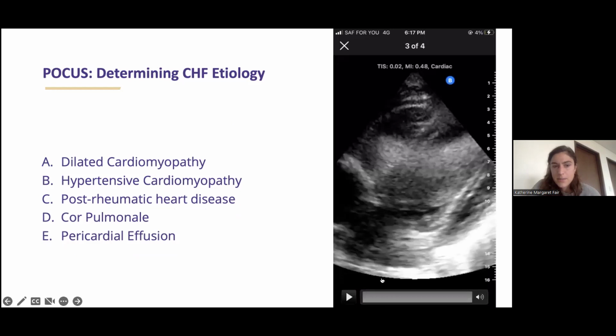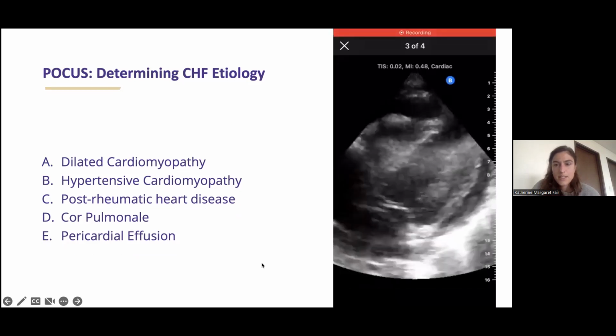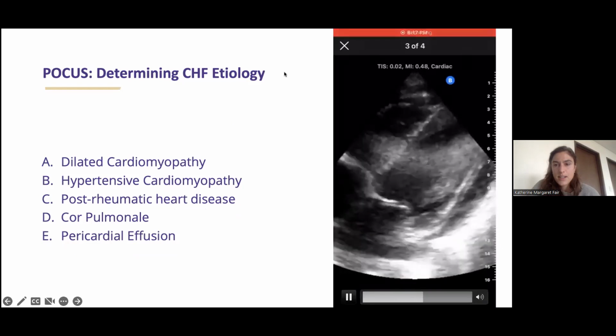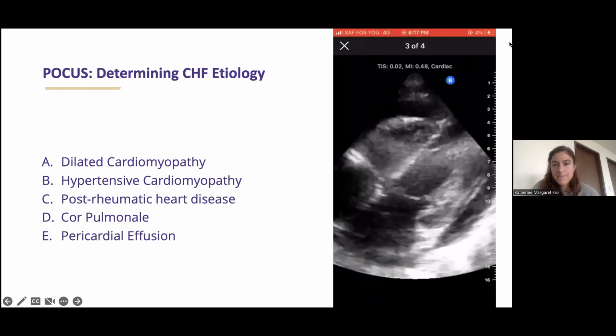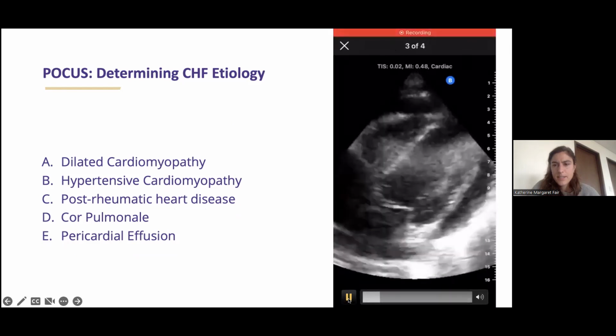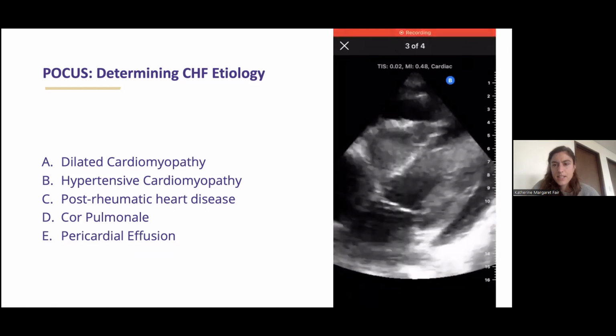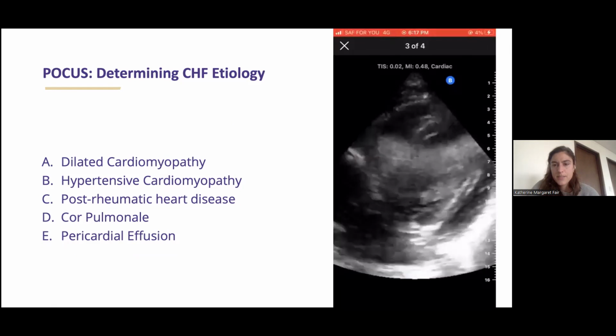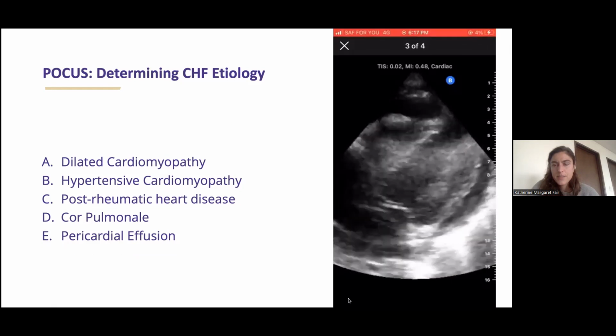See if this video plays. Great. This is going to be a poll. So this is your first exam. I believe this is a subxiphoid view, so we're cheating a little on the single view. Which cause is the heart failure symptom coming from in this patient?